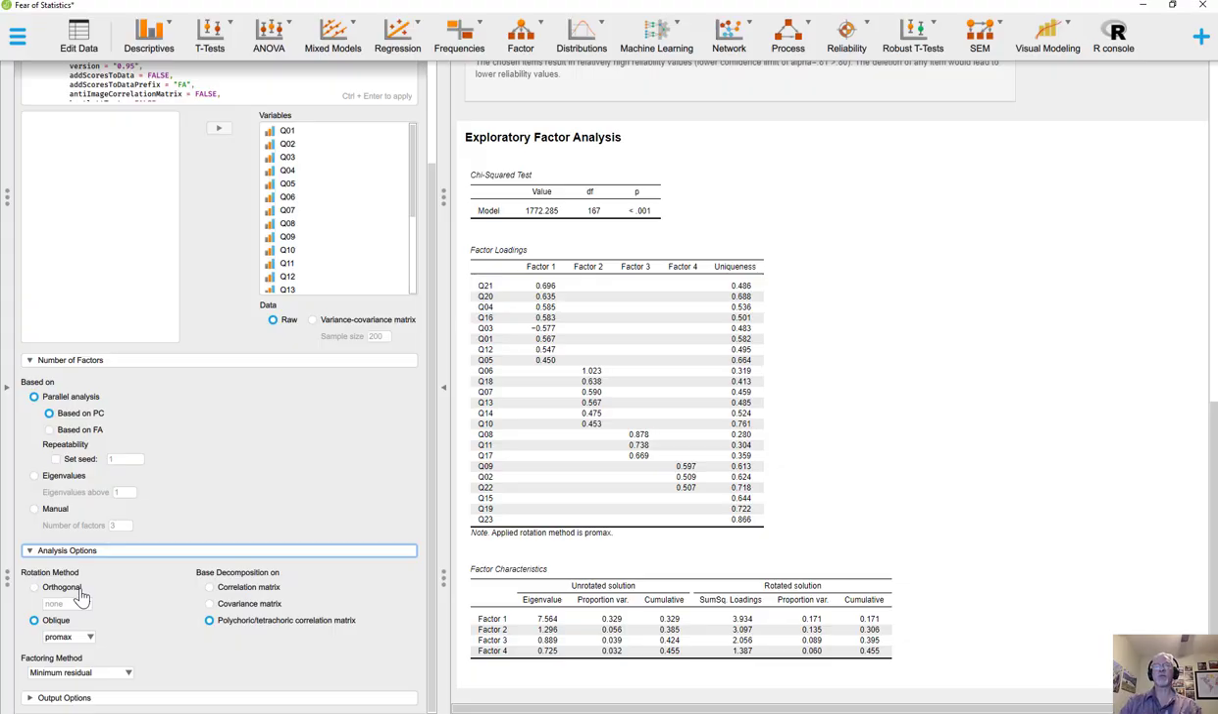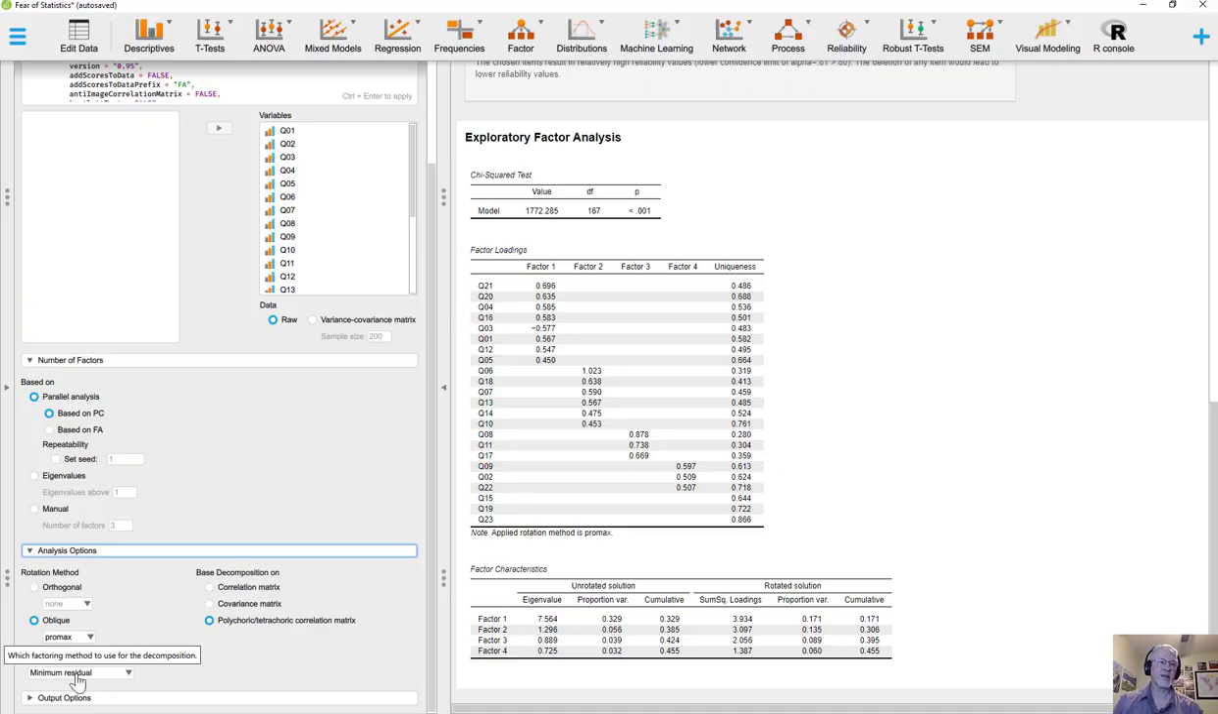Oblique, you might remember back to geometry, the idea of an oblique triangle. What is an oblique triangle? It's one that has no right angles. So it's non-orthogonal. It means that it's allowing for correlations. So these factors here are not unrelated. They're correlated with one another.